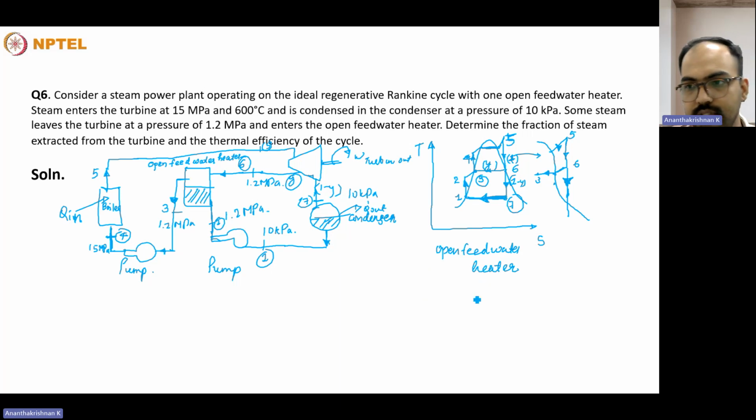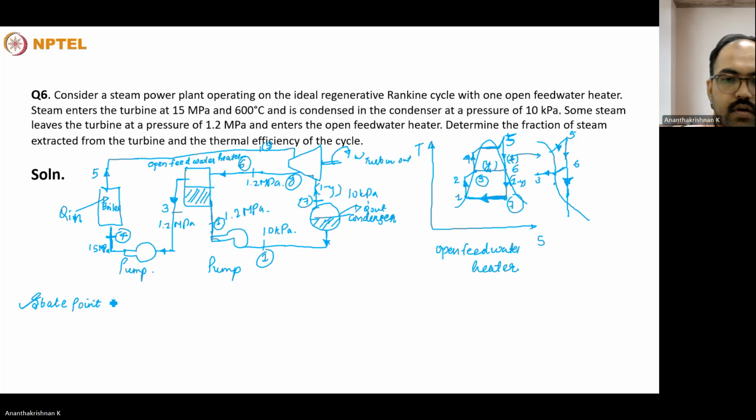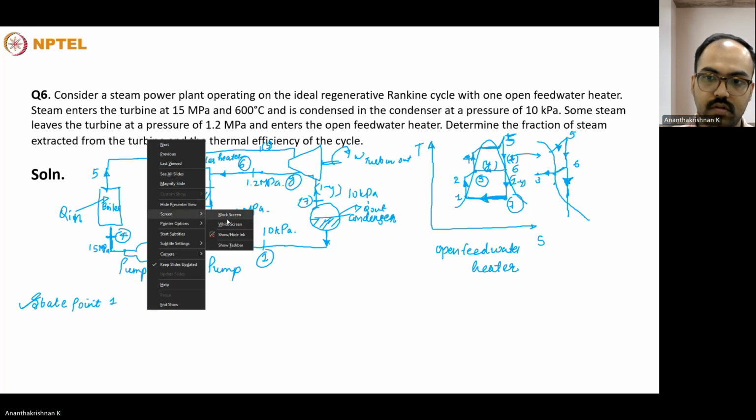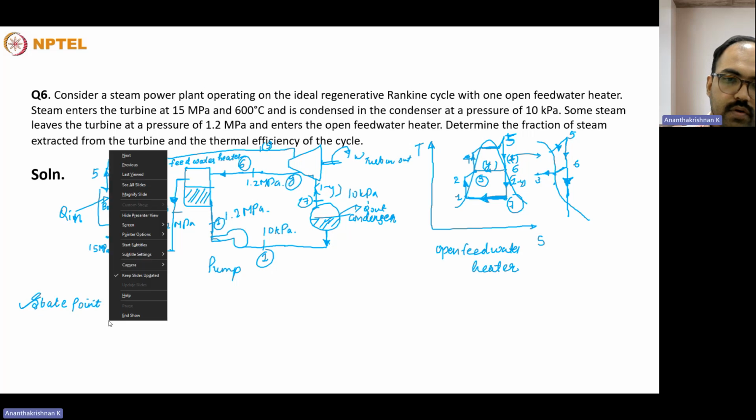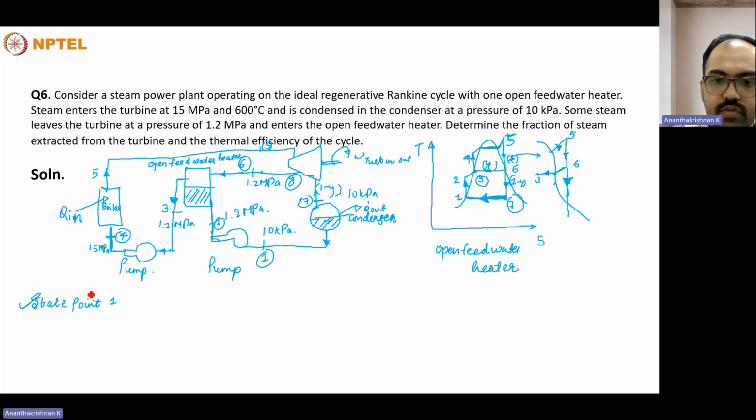So first of all, we start with the starting point, that is point 1. State point 1. So the pressure P1 will be 10 kilopascal. And the condition will be saturated liquid. So this particular point will be saturated liquid.